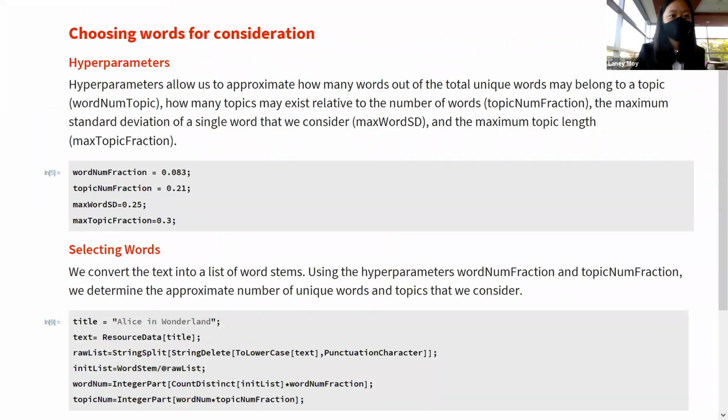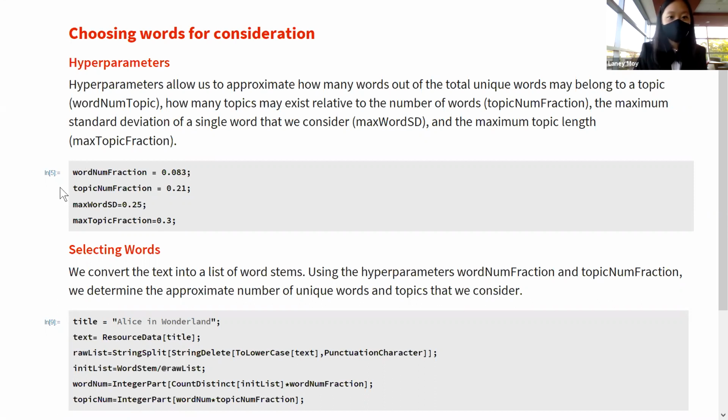So we start off with our hyperparameters, which allow us to approximate how we're going to go about our algorithm. Our first hyperparameter is word num fraction. This is approximately the number of words out of the total unique words that we are going to consider as possibly part of a topic. We came up with about 8.3% of the total unique words will be associated with the topic. This may vary depending on the granularity that the user is looking for, but this is a number that we found worked well.